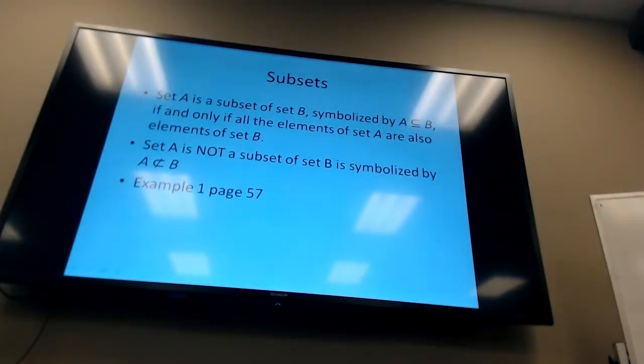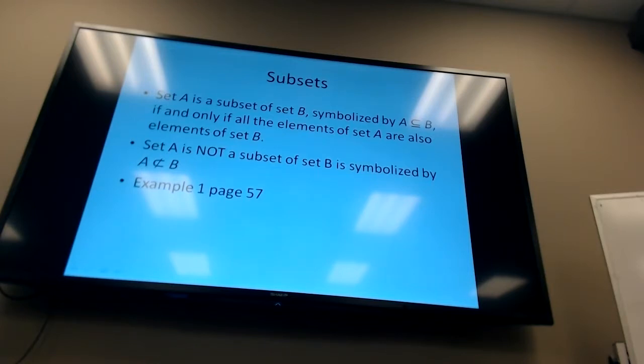It's dependent on which way. Always look at set B. Then the question is: is A a subset of B? In order to do that, all the elements of A must be in B. Now, B can have more. That's not a problem. But if B is missing some element of A, then it can't be.